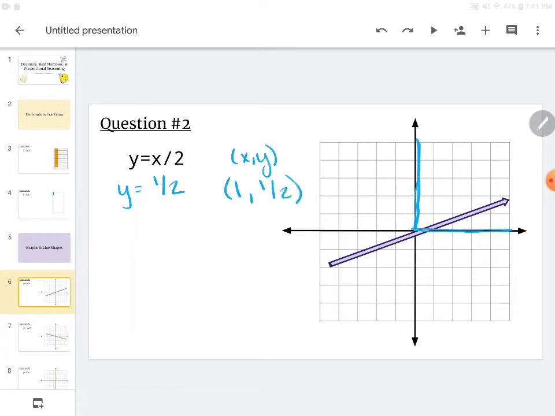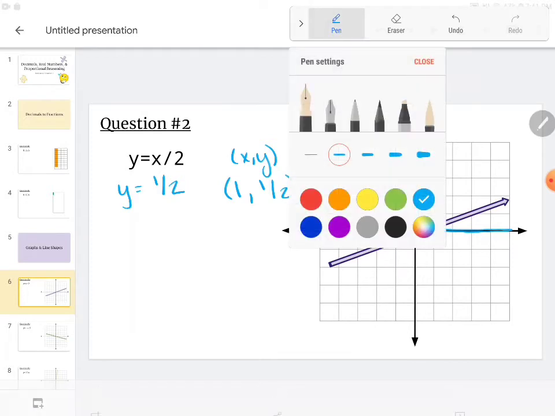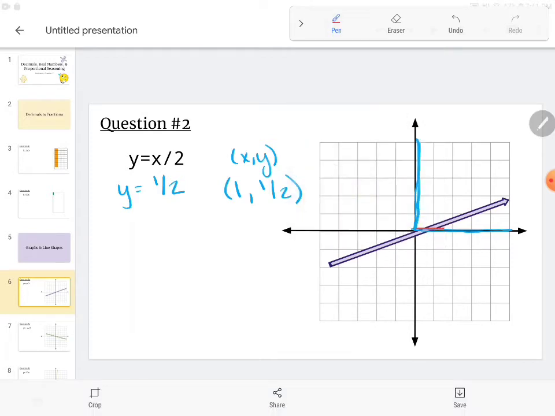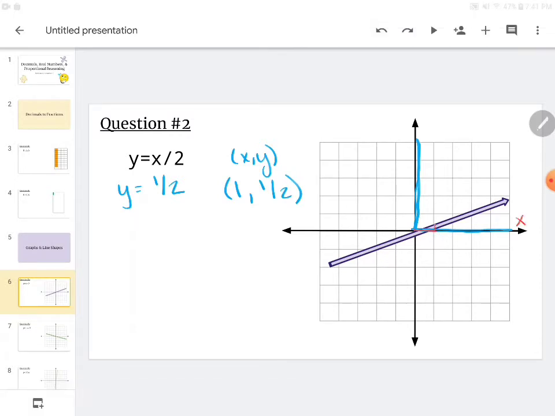So all we would need to do is, and I'll switch the color just to make it a little easier to follow along, we just go over 1, since that's our x-axis, and up halfway, since that's our y-axis. Make that a better y. Yep. So our point would be right here where our arrow is.